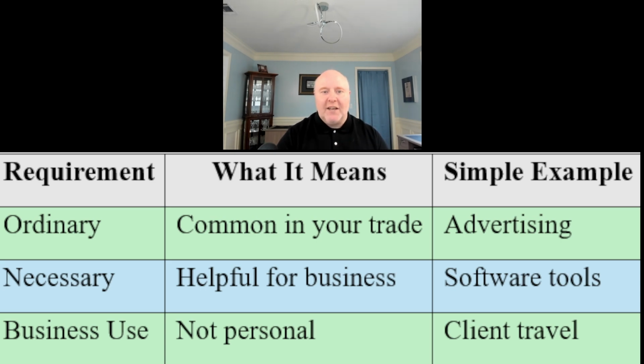You might want to take a look at that to get a better understanding of ordinary and necessary. Now, it also has to be used for business purposes. So if it's going to be something that's used personal, then you're not going to be able to deduct it. So groceries, for example, you wouldn't be able to deduct your groceries, right? Your entertainment, that's not going to be a business use. That's going to be something you can't deduct.